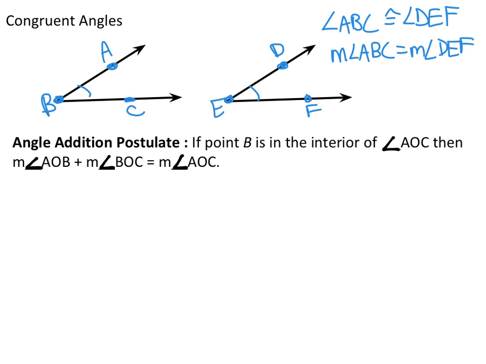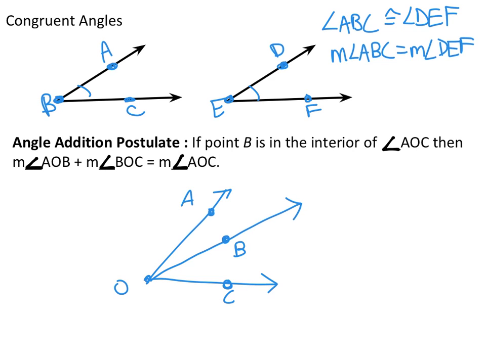By the angle addition postulate, if point B is on the interior of angle AOC, so if I have angle AOC and point B is on the interior of AOC, then if I were to draw a ray through it, the measure of angle AOB plus the measure of angle BOC would equal the measure of angle AOC, just by the angle addition postulate, just like when we were working with the segment addition postulate.